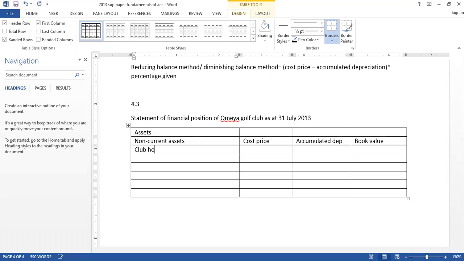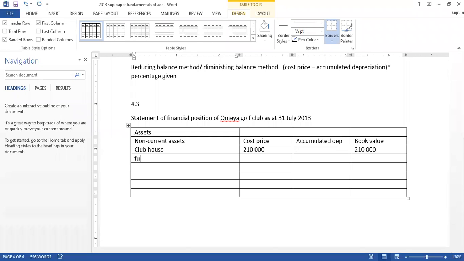Our clubhouse is the first non-current asset, and we said that land and building does not depreciate, and therefore that's why you will have 0 accumulated depreciation. So the cost price of our club is 210,000, and because it does not depreciate, the book value stays the same. And then we move on to our next non-current asset.